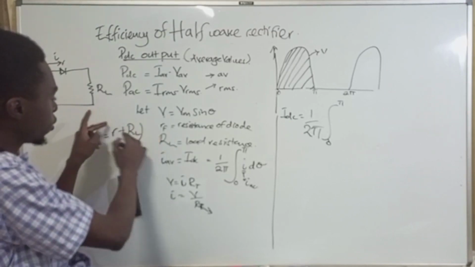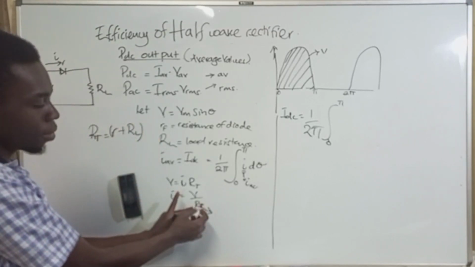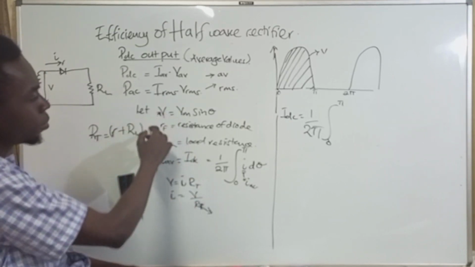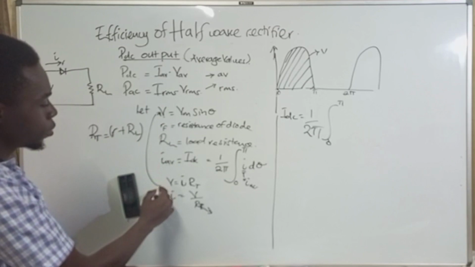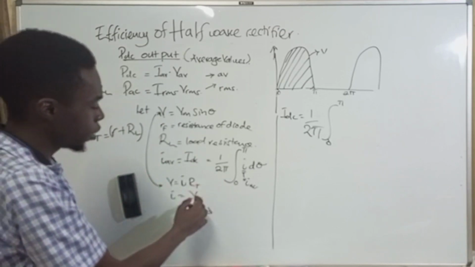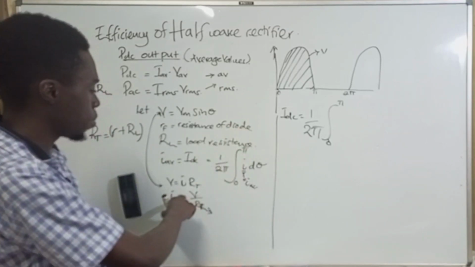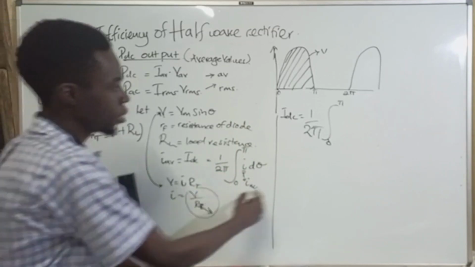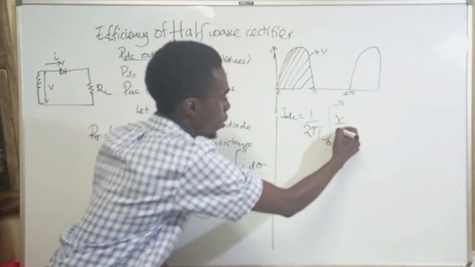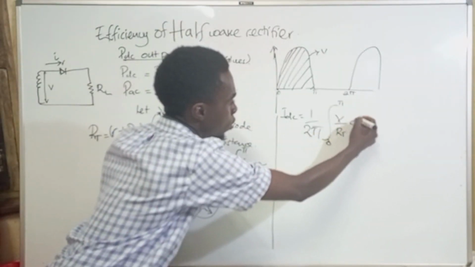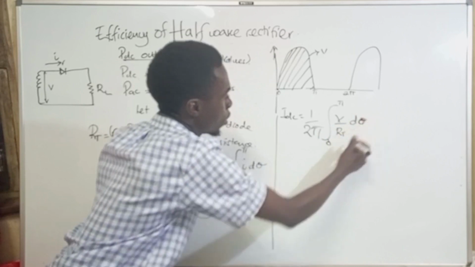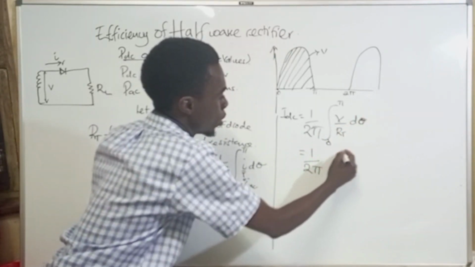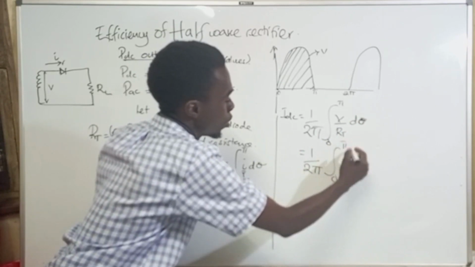So I'll substitute it where there is R total, and I'll get V is equal to Vm sine theta. I also substitute it where there is V in this very equation, and I'll come up with something like this. So I am replacing it with this whole thing, which is V over R total with respect to theta. This is going to give me 1 over 2 pi, the integral from 0 up to pi of my V.